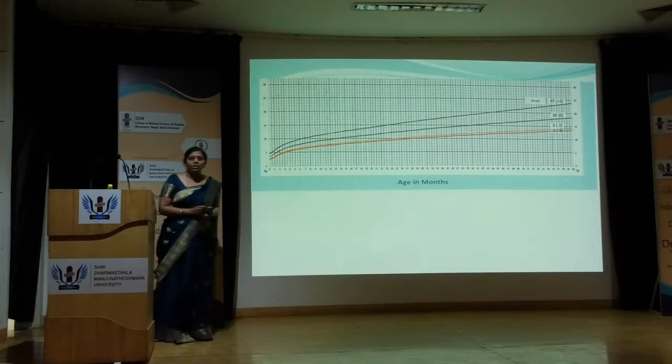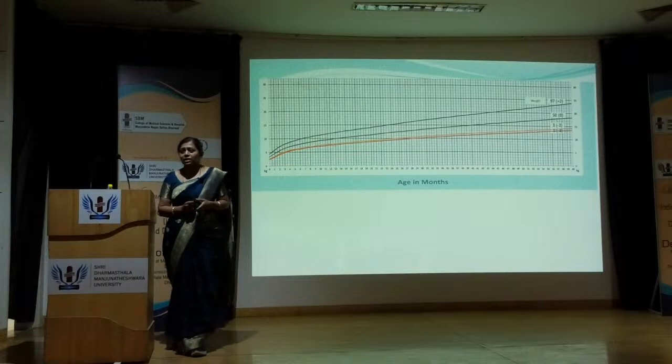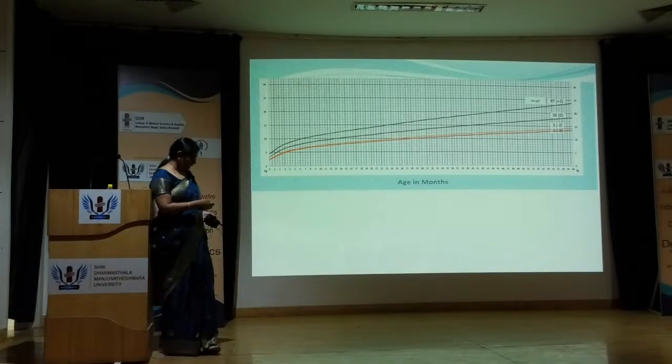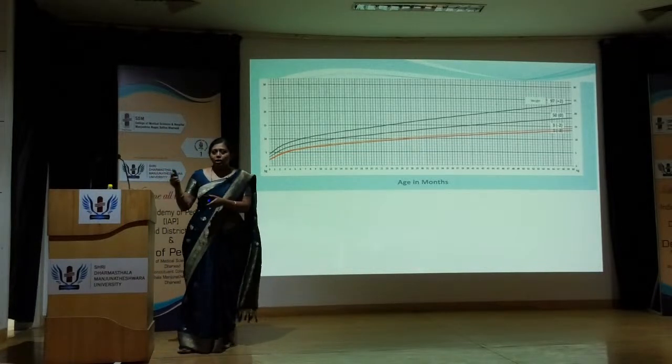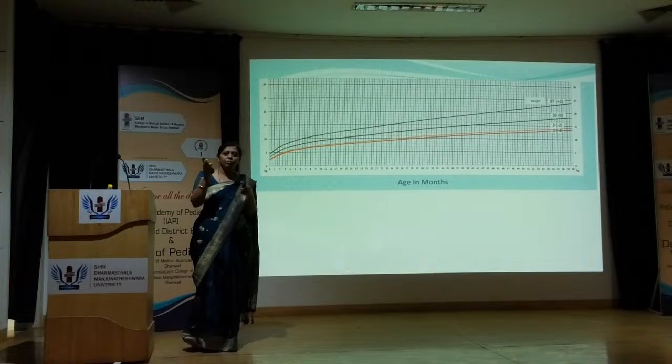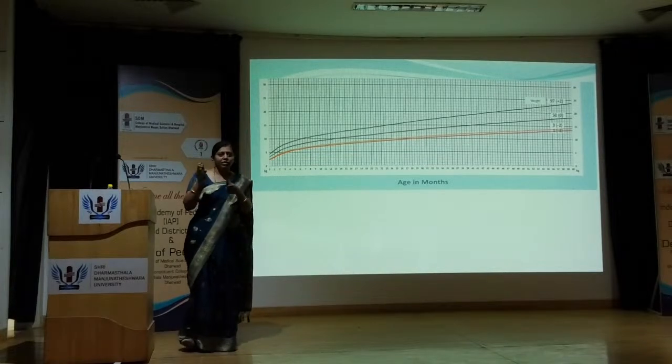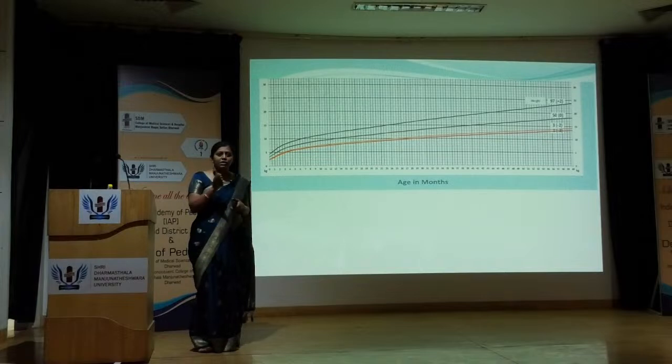Coming to the first topic, the weight parameters on the WHO growth charts. Along the x-axis, the age in months is written. Each month is represented as 1, 2, 3, 4. Some of the growth charts have provided 2 lines, so every 15 days you have a division. You may have a division even for 1 week.